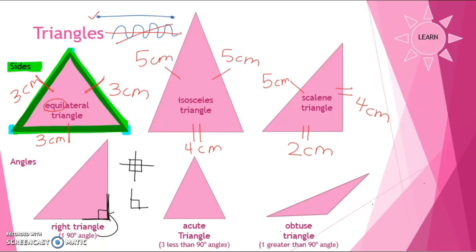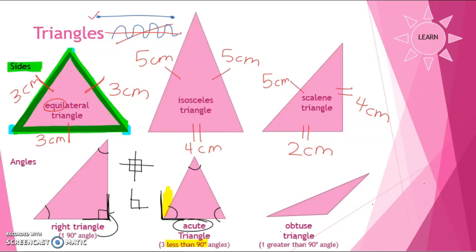An acute triangle has 3 angles that are less than 90 degrees. Now, when we say 90 degrees, a 90-degree angle is a right angle. And do you see how there's all this space inside? That means that this triangle is less than 90 degrees. So a triangle where all of the angles are less than 90 degrees is called an acute triangle.